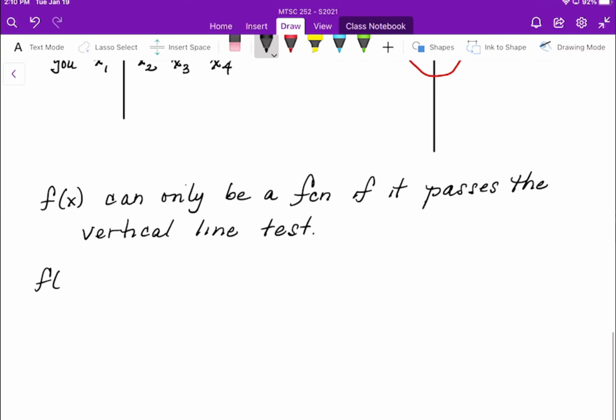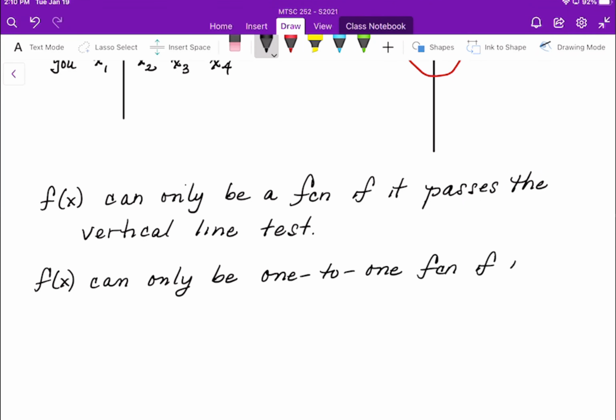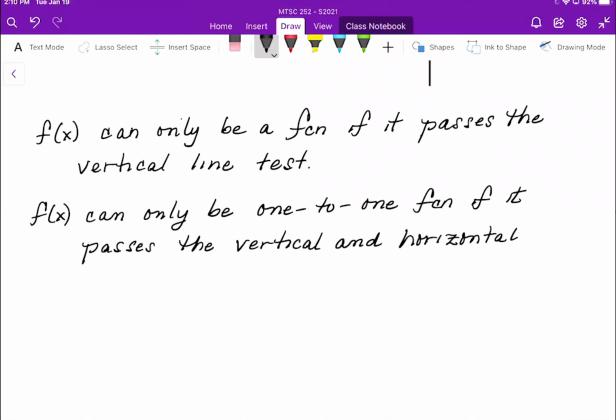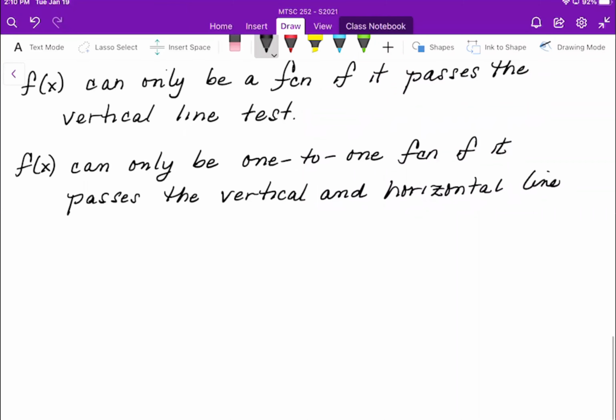So f of x can only be a function if it passes the vertical line test, and it can only be a one-to-one function if it passes the vertical and the horizontal line test.